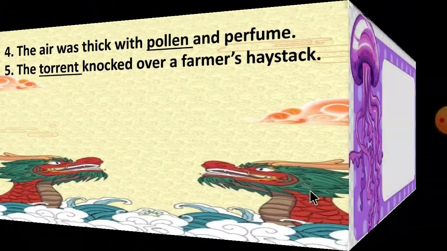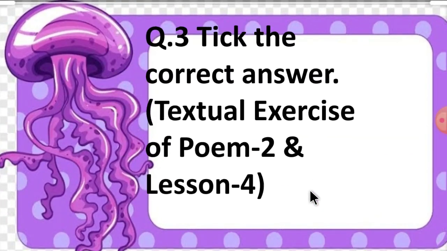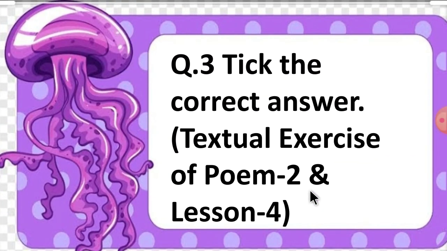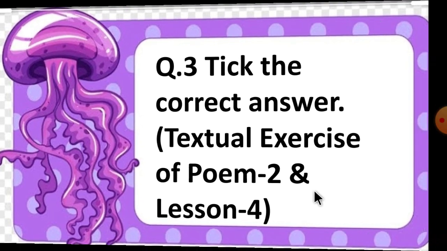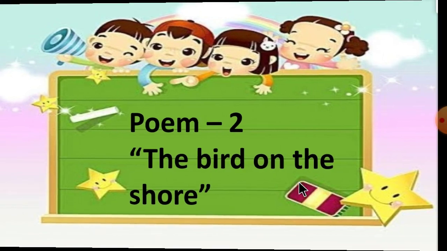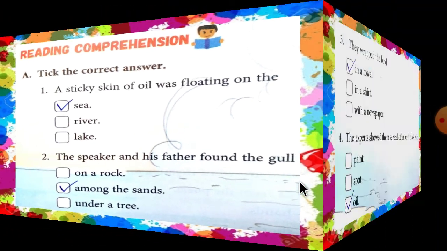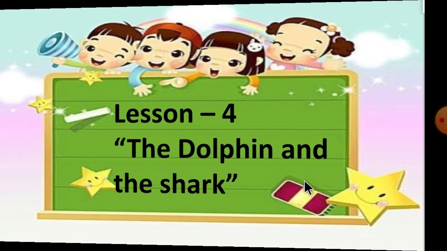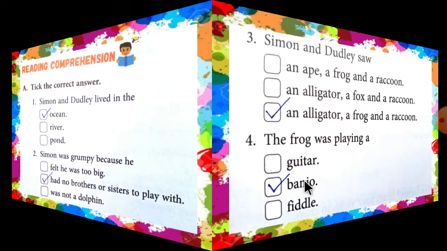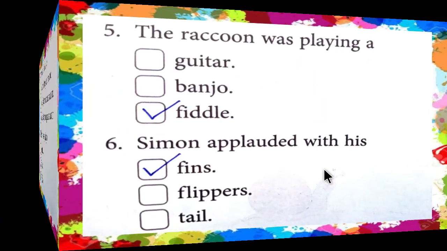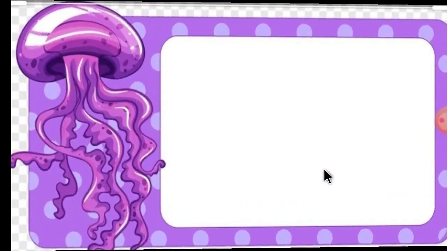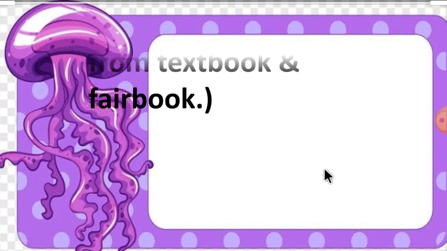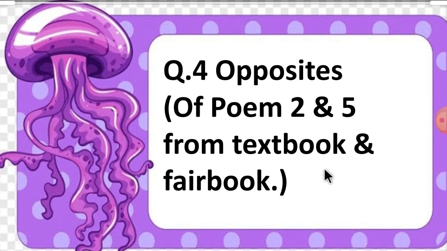Then we came to today's session, that is question number 3, tick the correct answer. Textual exercises of poem 2 and lesson 4. So here is poem 2, the bird on the shore, textual exercise. And after that, lesson 4, the dolphin and the shark, textual exercise. Then question number 4, opposites of poem 2 and 5 from textbook and fair book.